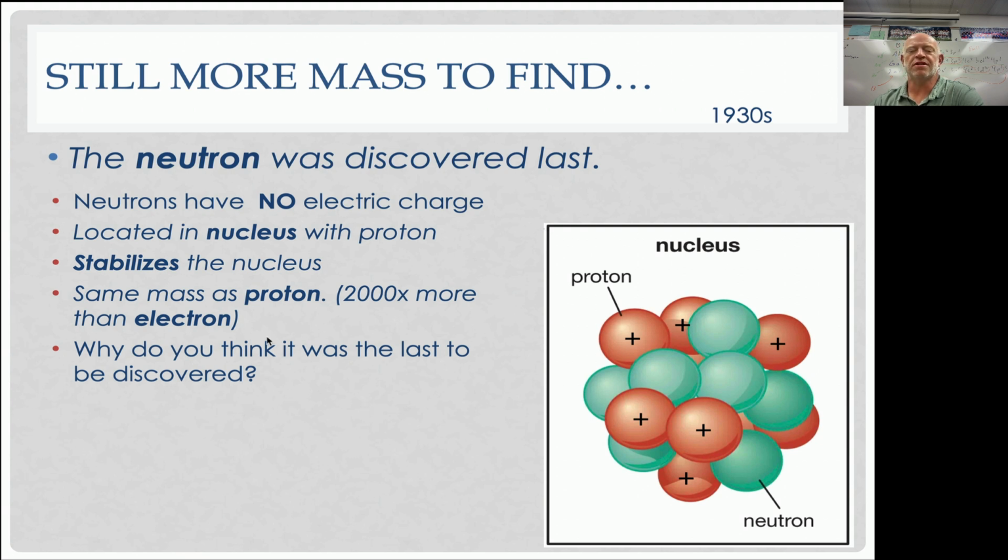So why do you think it was the last particle to be discovered? It's a good question, right? Well, if you look at it, we found electrons first, and they had a negative charge. We found protons second. They're kind of hidden in the nucleus. They had a positive charge. Well, neutrons have no charge. And in the research done in the 1930s, the way they found things is they would put electricity to it, and they would see how it responded or how it acted in electric fields or magnetic fields.